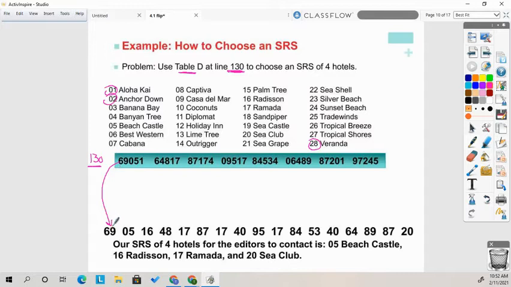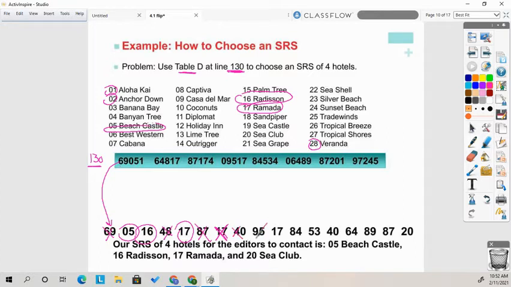Okay, so 69 is not one of the hotels, so we would cross that off. 5 would be our first hotel, so Beach Castle. 16 would be our next one, Radisson. 48 is not on our list, only goes up to 28. 17 is our next one, Ramada. And then 87, Sidney Crosby's number for the Penguins, sorry, we're going to skip that one because we only go up to 28. 17, we already picked 17, so we skip it.